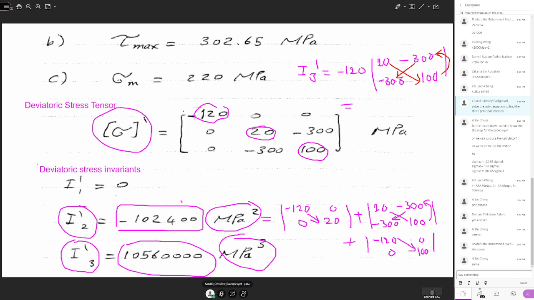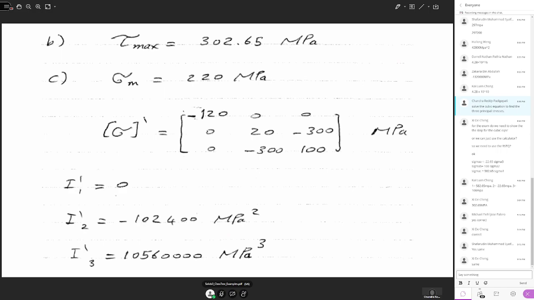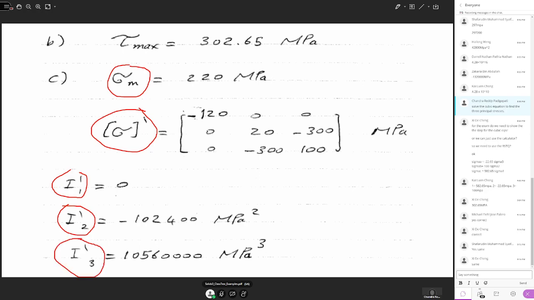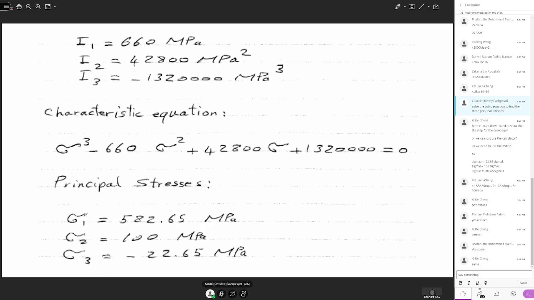All right, so is this clear? Any questions? So this is how we first find the hydrostatic stress, meaning the mean stress. Then we calculate the deviatoric stress tensor. From the deviatoric stress tensor, we write this stress tensor. Then we calculate the first, second, and third deviatoric invariants. So whatever may be the stress distribution given to you, I1 dash will always be 0. Okay, then let us go back to the next question.